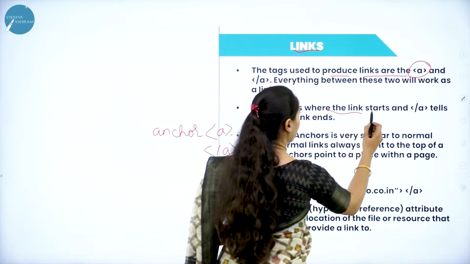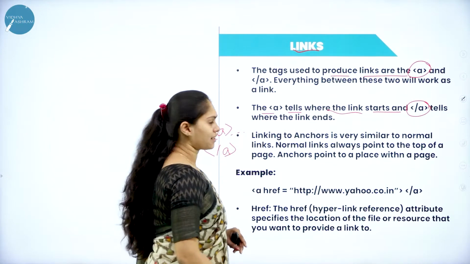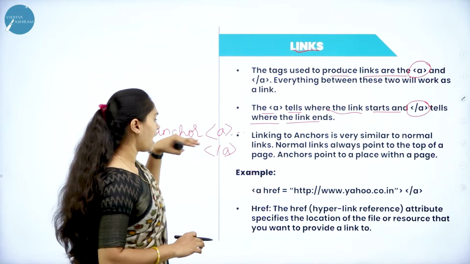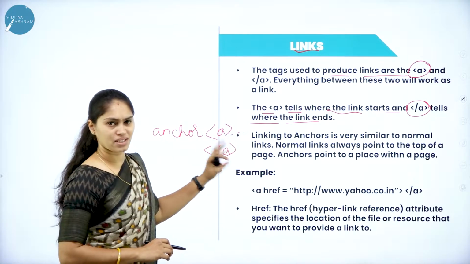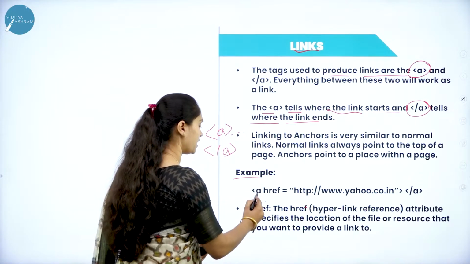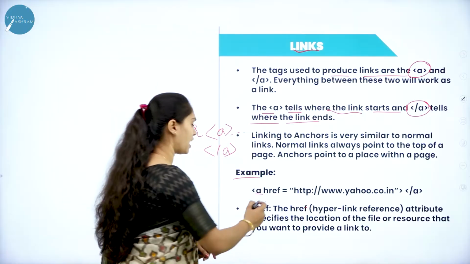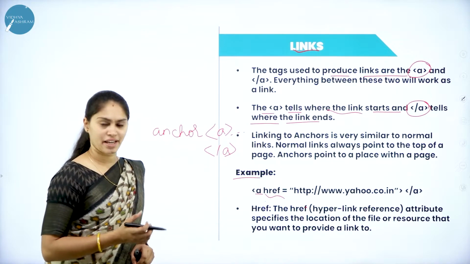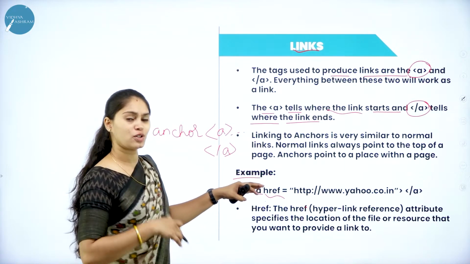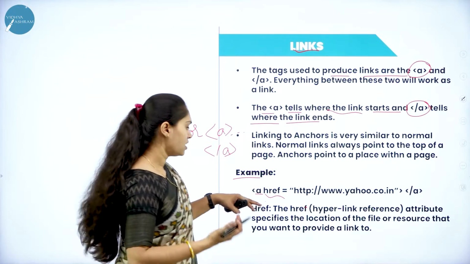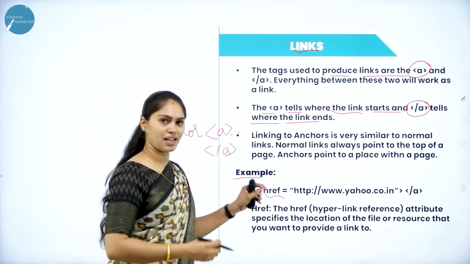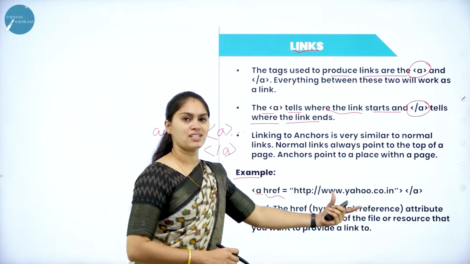This tells where the link starts, and this closing of the anchor tag tells where the link ends. Whatever link I write in between this anchor tag, if I click on that hypertext, it will take me to the link wherever it is in the web browser. So we'll see the example. Here we have an anchor tag, that is A, and for that we have an attribute called href, that includes what? Hyperreference. This hyperreference will specify or locate the address or the location of the file or resource that you want to access. Whatever you write in between these double quotes will be considered as an address.